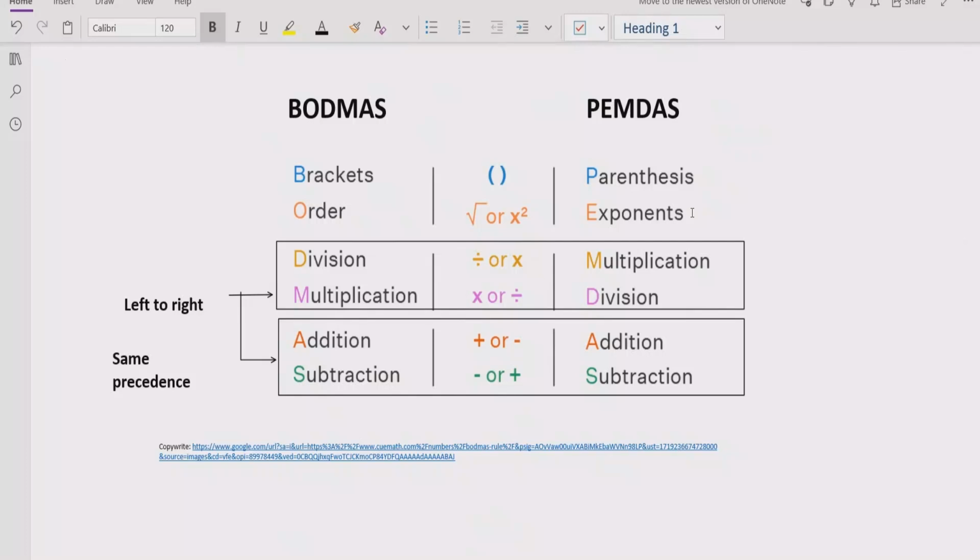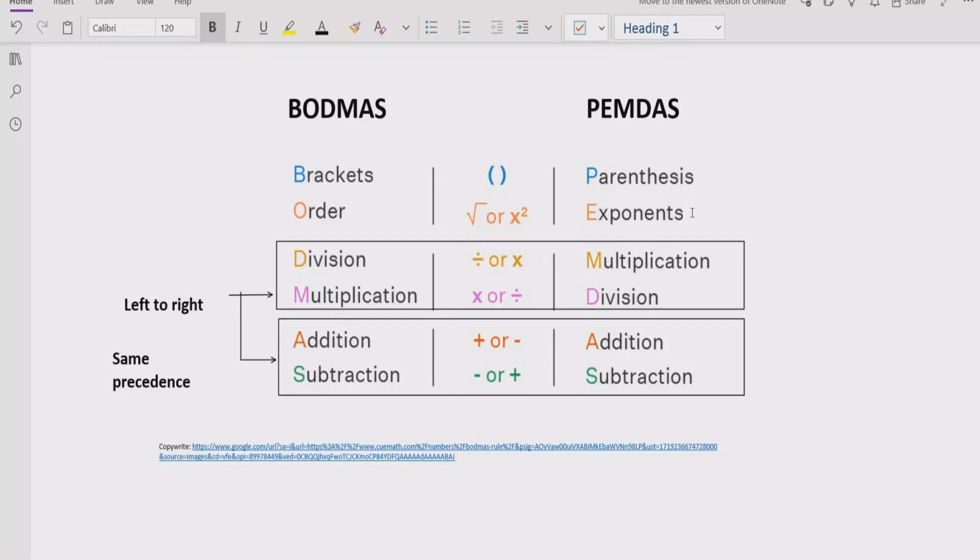Step number 3, you have to solve division and multiplication. So what you have to do, you have to go left to right in your expression and find out division and multiplication. Both have similar precedence, so you can solve any of them which is coming first. Similarly, for addition and subtraction, we have the same rule. We can solve addition first if it is coming first, and we can solve subtraction first if it is coming first.